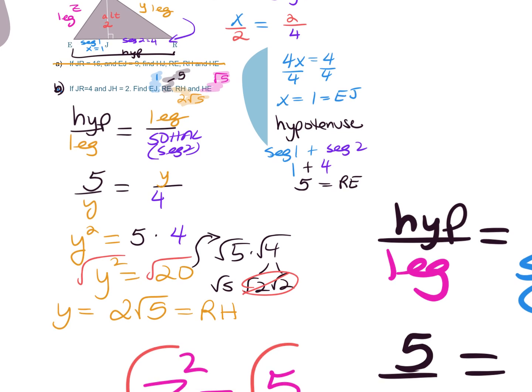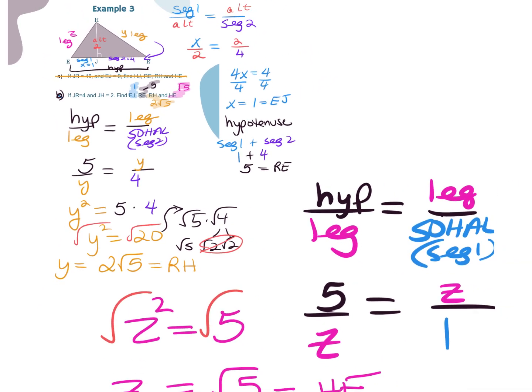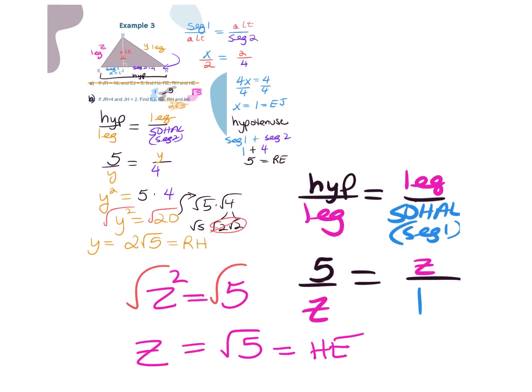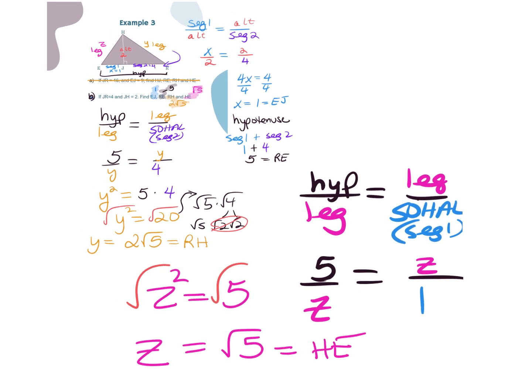And again, once you find these pieces, if you have 2 of the sides of the right triangle, yes, you can do Pythagorean theorem to check.